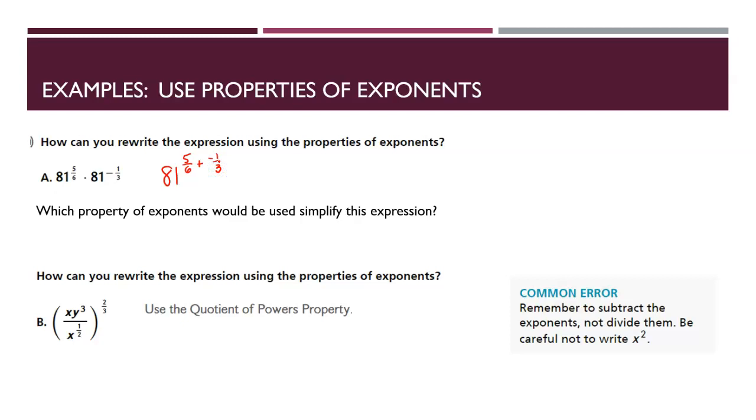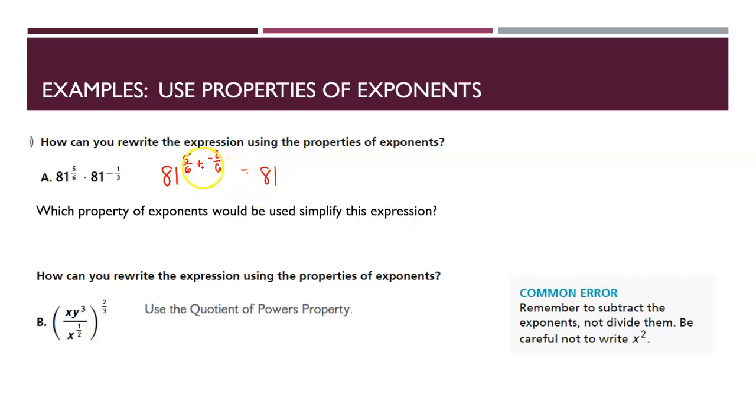But the problem is if we're adding exponents and they're fractions, so they're rational exponents, we need to make sure that we have a common denominator. So I can't add 5/6 plus negative 1/3. So I'm going to change that 1/3 to have a common denominator. So I'm going to multiply the top and bottom by 6. So 2/6 is the same as 1/3. Now I can simplify that.